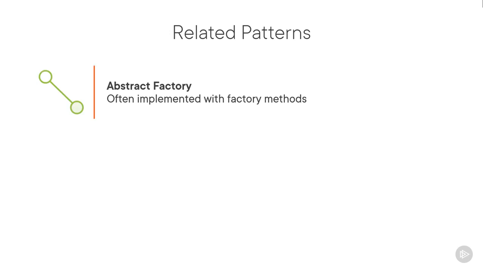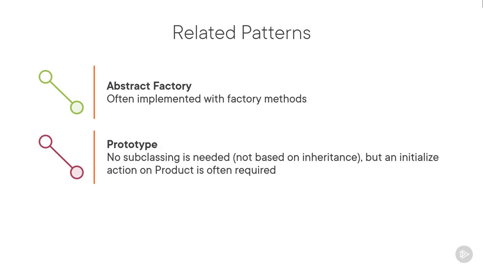Closely related to this pattern is the abstract factory pattern. It's often implemented with factory methods, as we will see very soon in the next module. There's also a relation to another creational pattern, the prototype pattern. Prototypes don't require subclassing creators. They are not based on inheritance, which is a plus when you favor composition over inheritance, which, as we learned, the Gang of 4 do. However, they often require an initialize operation on the product class, which the factory method doesn't. So, factory method is based on inheritance, but it doesn't require the initialization step.